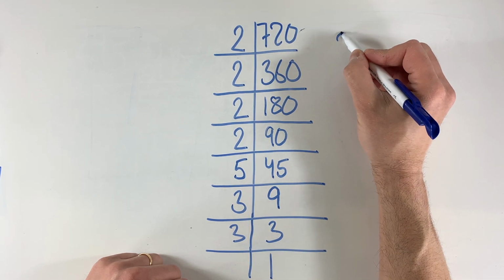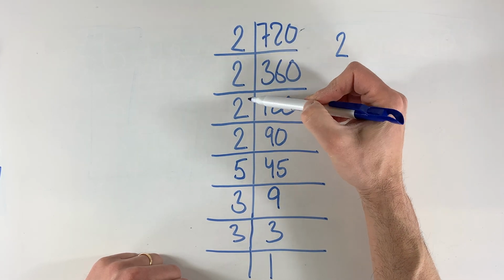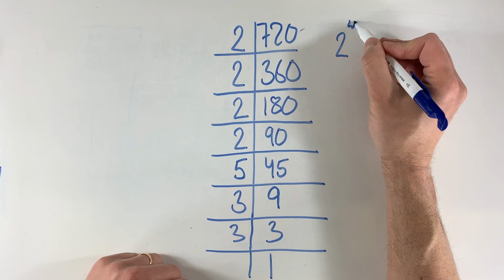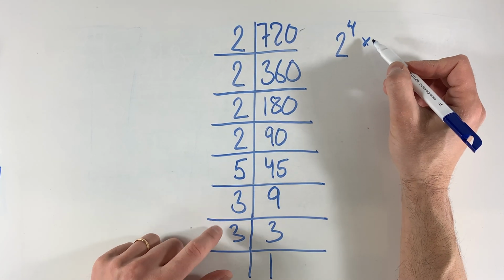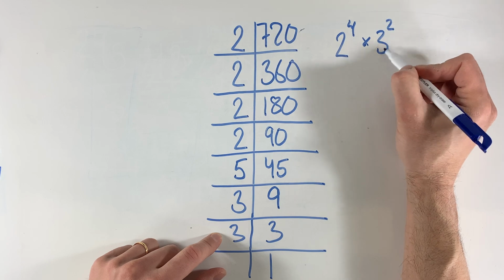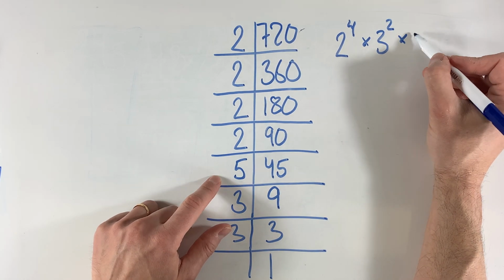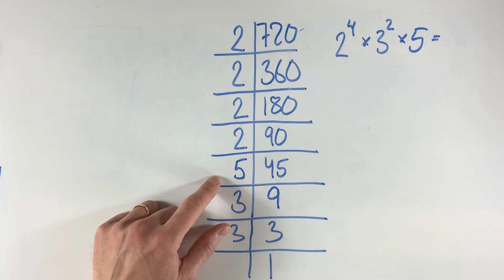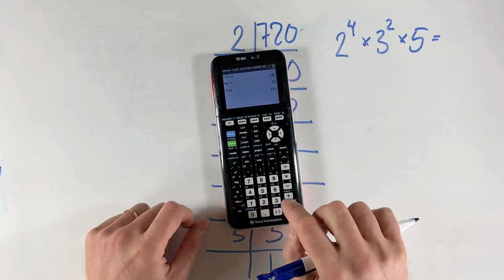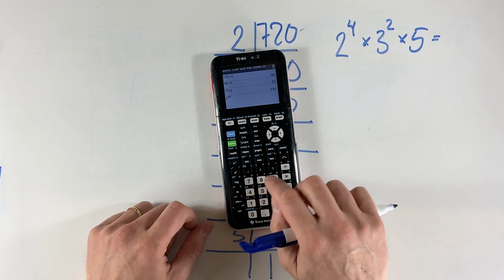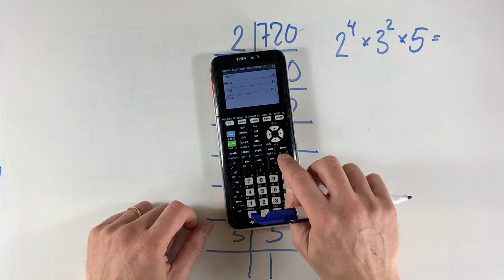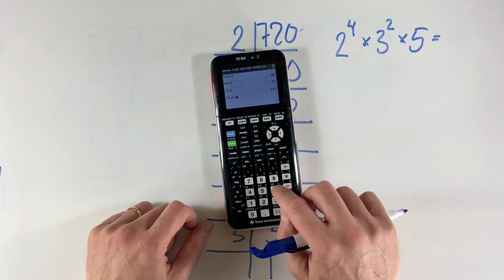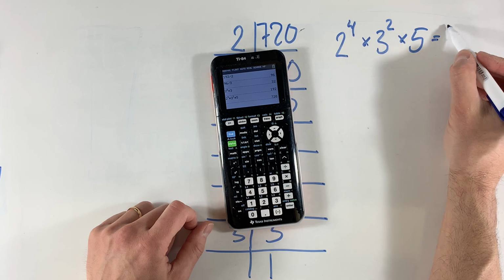So our product is going to be 2 to the power of 1, 2, 3, 4, so 2 to the power of 4, times 3 squared, times 5. We'll check it. 2 to the power of 4 times 3 to the power of 2 times 5 equals 720.